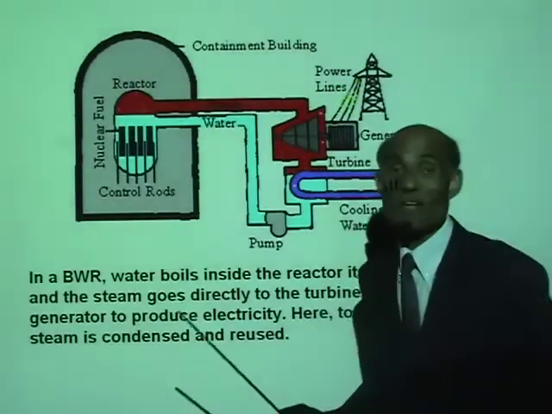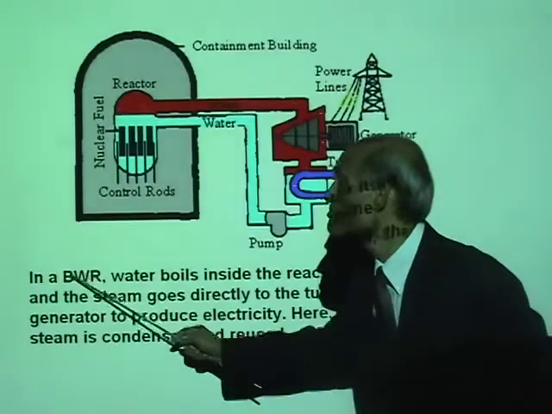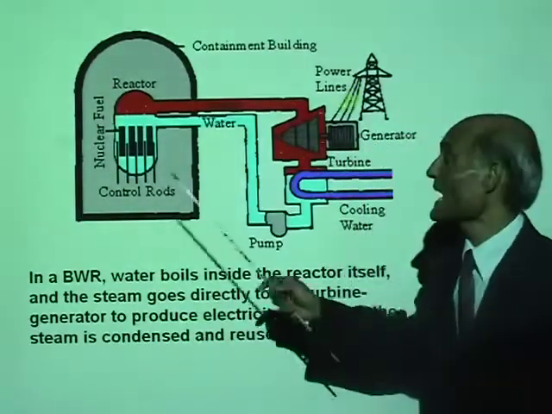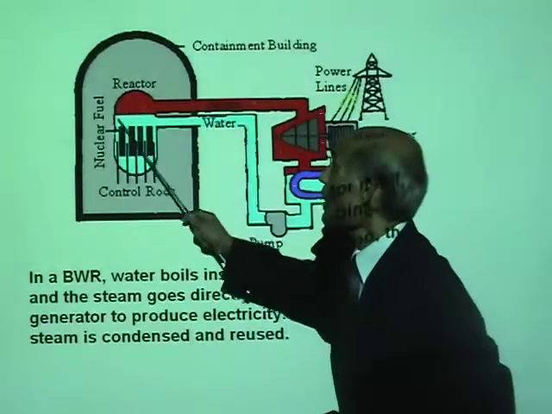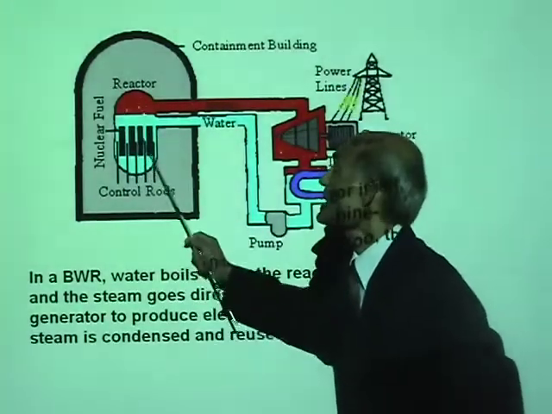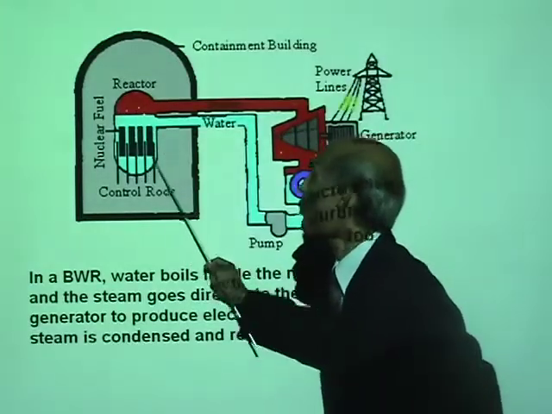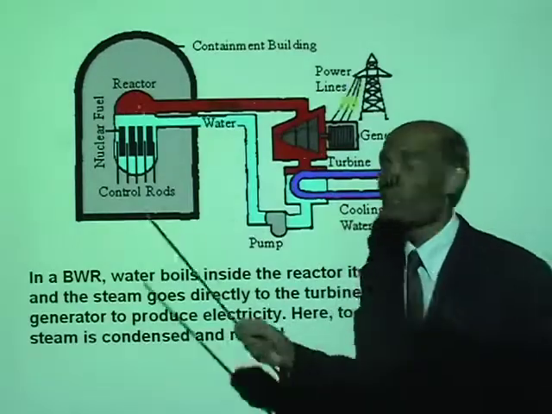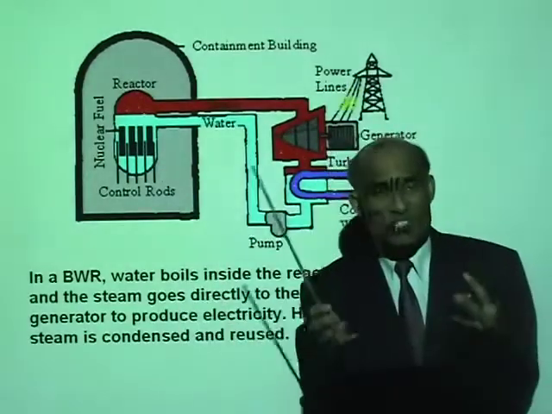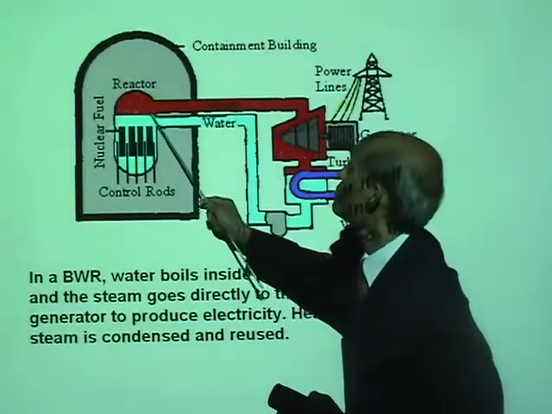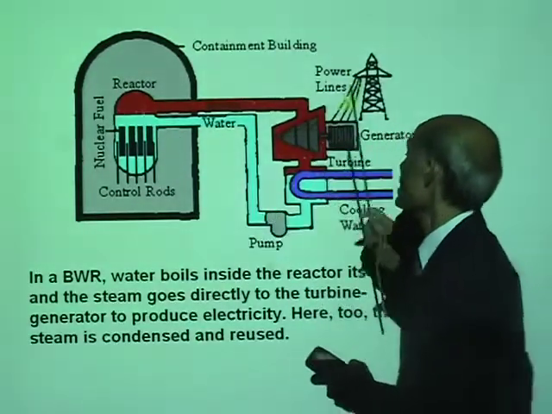Now, there is another kind of reactor called BWR, boiling water reactor. Now here, water is directly boiled by the chain reaction. You can see the water which is inside the reactor, the fuel rods are inside that water. And this water boils, producing the steam and turning the turbine.